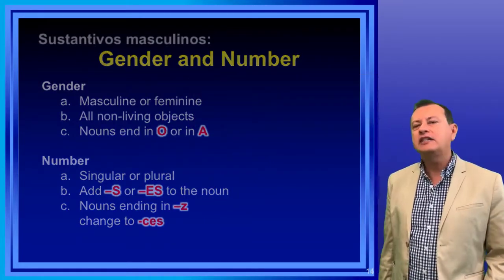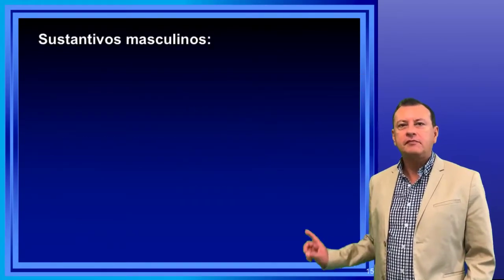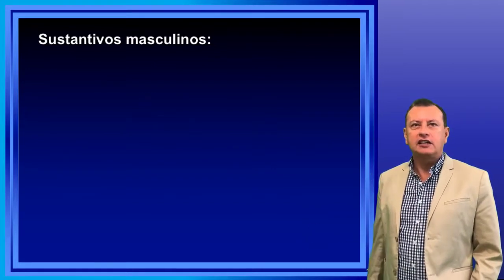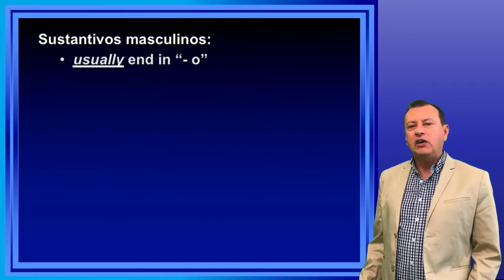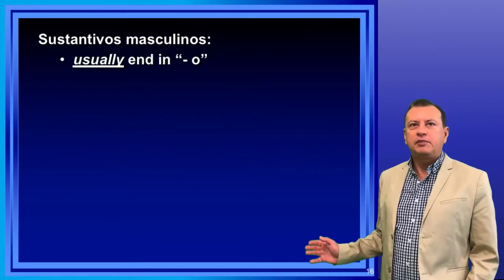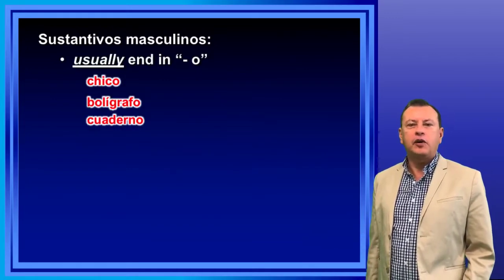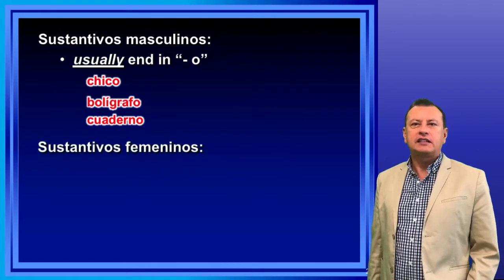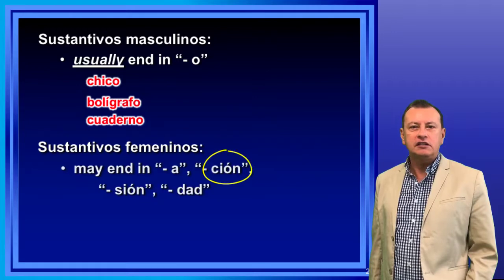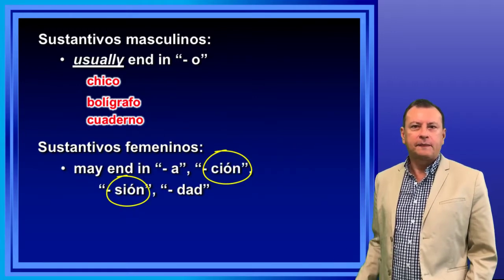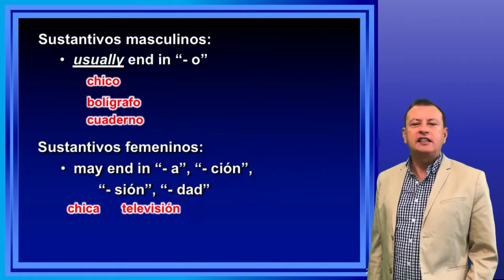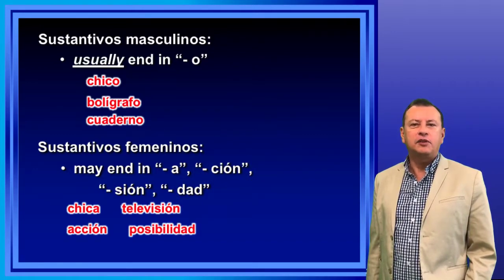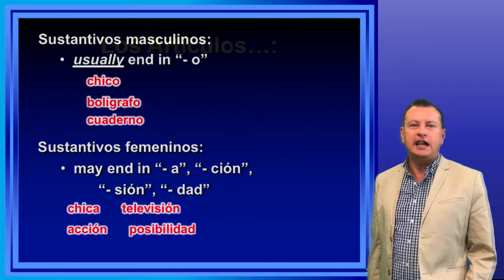Let's talk about masculine nouns in Spanish. First, we are going to take a look at how they work. They usually end in o. For example, chico, bolígrafo, cuaderno. Some nouns in Spanish, not all of them, end in a. Sometimes they end in ción, or dad. Let's take a look. Chica, televisión, acción, posibilidad. These are all feminine nouns.